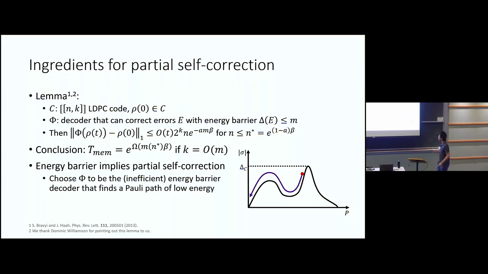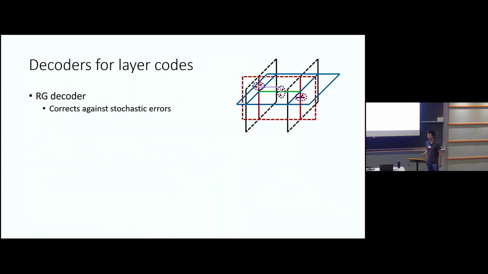Right. So, of course, this is getting partial self-correction, but maybe we also want a memory. Maybe we want the decoder to be efficient. So let's discuss some decoders for this layer code construction. And actually, through the course of doing this project, we came up with three different decoders, or at least, this one maybe is adapted.